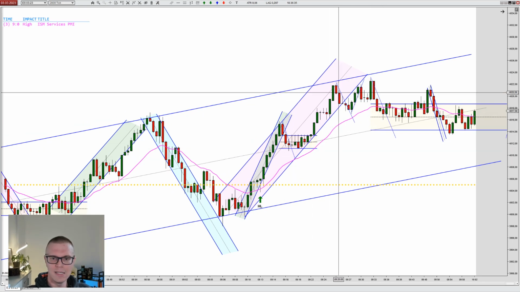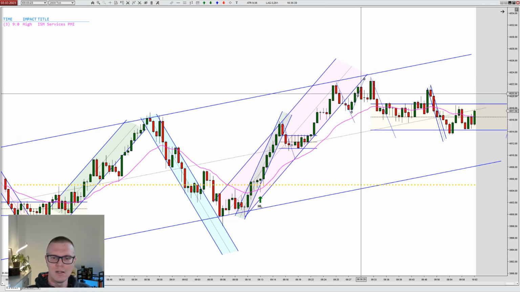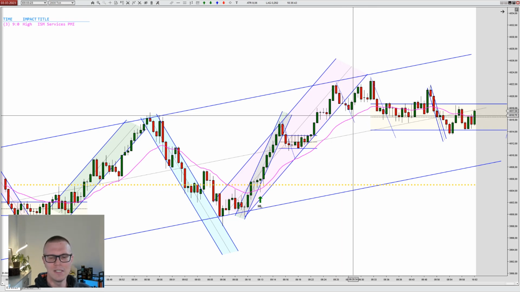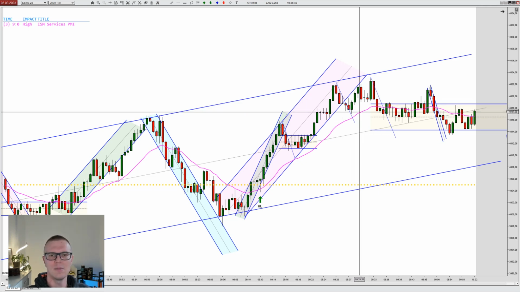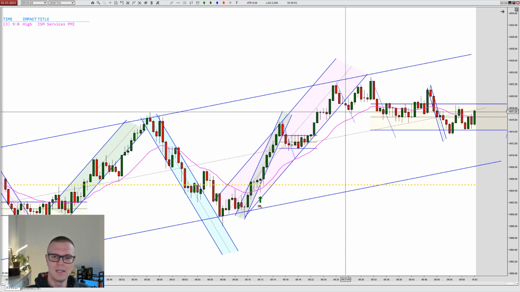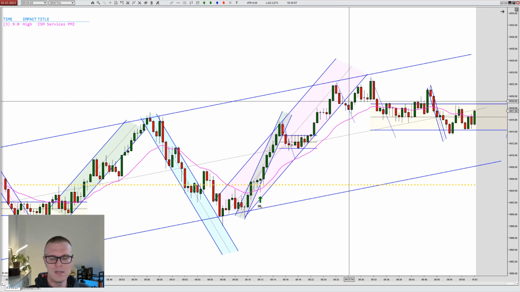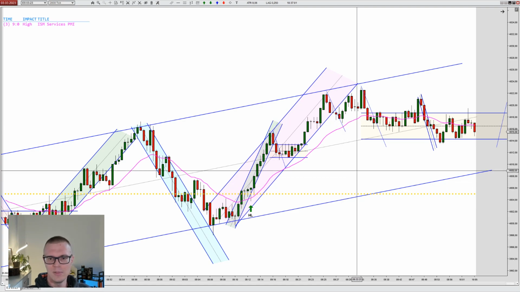So we finally get a break of this channel here with a second entry. Unfortunately, not right at the key entry point, not at the EMA. This bar is flying above the EMA, like in no man's land pretty much. So it was very tempting to take a long here, but according to our rules, I couldn't do it. I wanted to see a nice pullback to the EMA, but it did not happen.